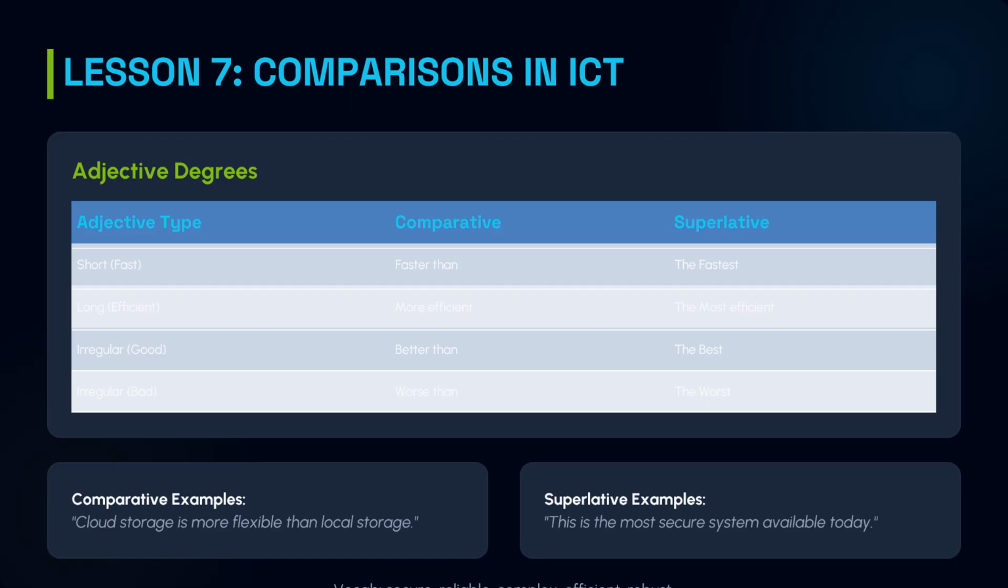Don't forget the irregulars. Don't say more good, but say better. If you're picking the absolute top tier system, that's your superlative, the most secure or the best. So try to memorize the irregular adjectives and how to use them.